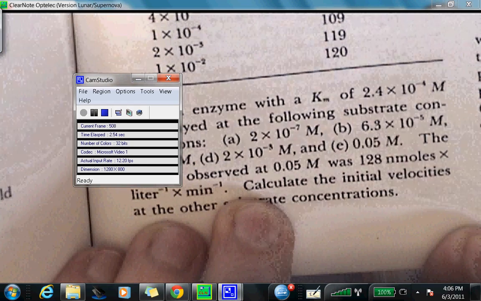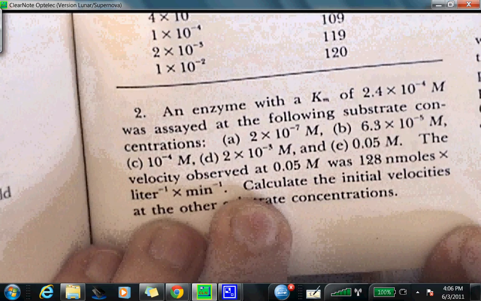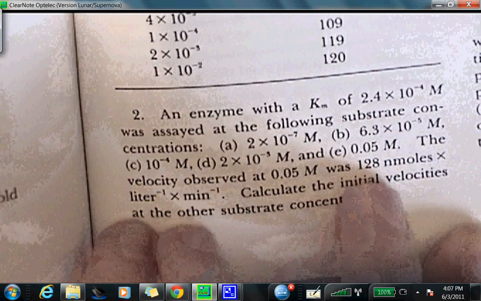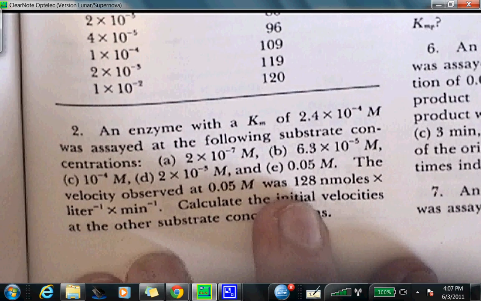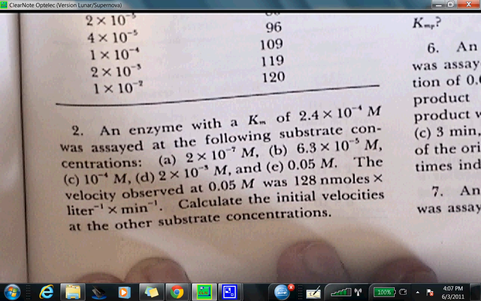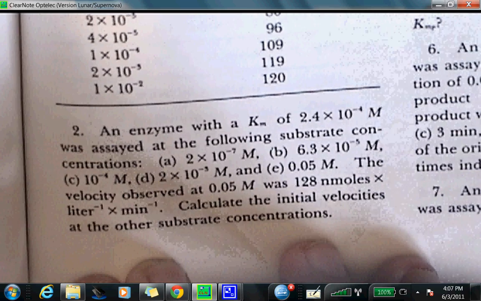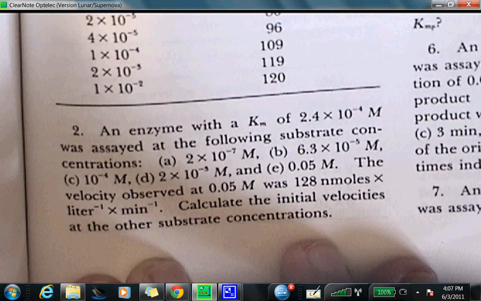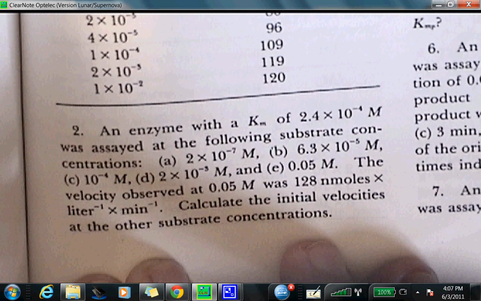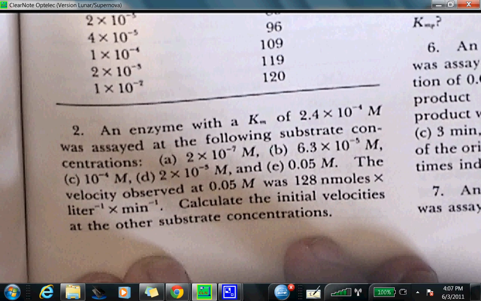Hey guys, this is page 319 of the Siegel book, and it's number 2. An enzyme with a Km of 2.4 times 10 to the negative fourth was assayed at the following substrate concentrations. The velocity observed at 0.05 molar was 1.28 nanomoles per liter per minute. Calculate the initial velocities at the other substrate concentrations.